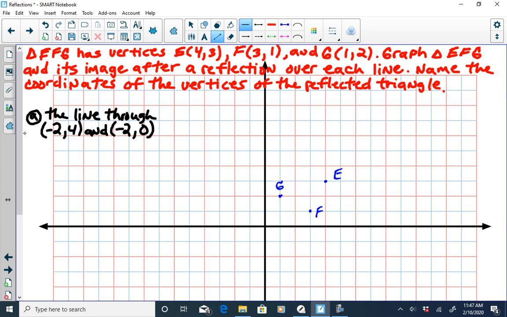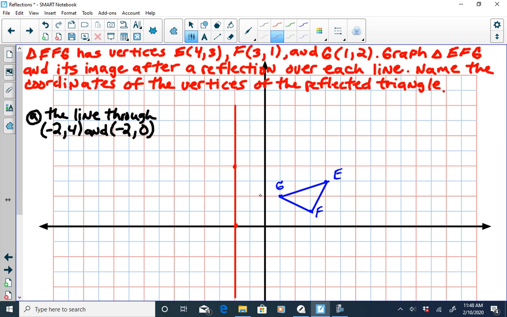Let's connect our points here. So we go here, and we go here. Now we want to reflect this triangle over the line through (-2, 4) and (-2, 0). The line drawn through those points will be our line of reflection. So there it is. Let's draw our line of reflection. Now we take each point one at a time, and we go the same distance from our line of reflection, but in the opposite direction.